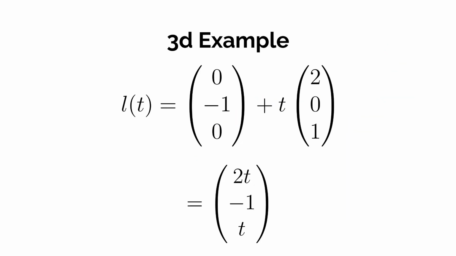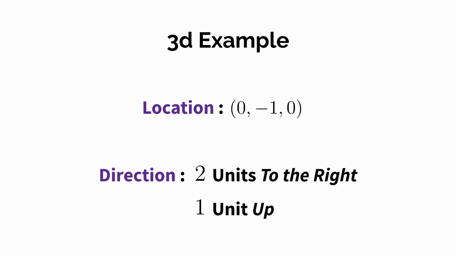So to write down the formula, we can say that the tangent L of t equals 0, -1, 0, plus t times 2, 0, 1. Or we can rewrite that as 2t, -1, t. So for this example, the particle is located at time pi at point 0, -1, 0, and it's traveling 2 units to the right and 1 unit up simultaneously.